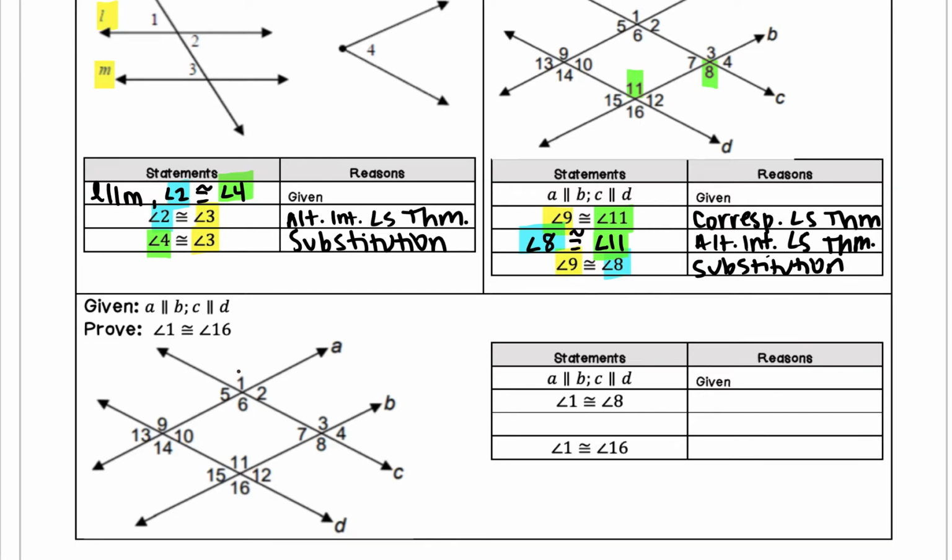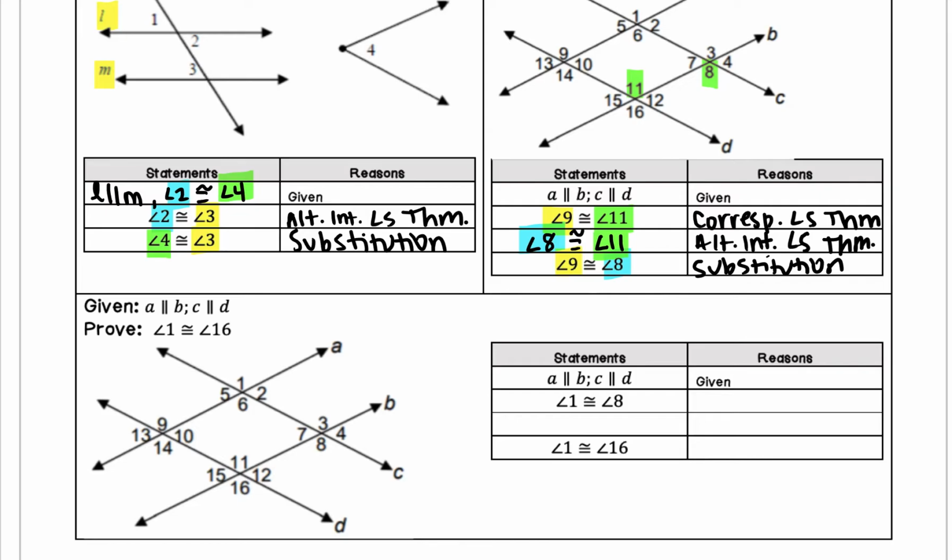They are not the same transversal, so it kind of looks like they're on the outside of A and B, but because they're not touching the same transversal, we can't say that these are alternate exterior angles because they're not on the same transversal D or C. So we have to take a couple steps to get here.